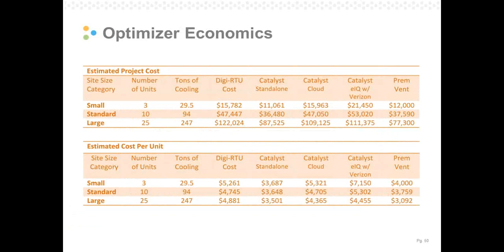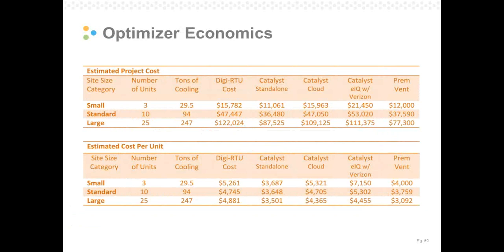In order to assess the economics of the packages, we needed to come up with a cost associated with installing these packages. As I referenced before, we could not use our exact costs in our study due to the requirement of the monitoring and controls. So we developed three standard sites with a varying number of units installed. We came up with the small, the standard, and the large site category, with a varying number of rooftop units and cooling tons associated with each type.